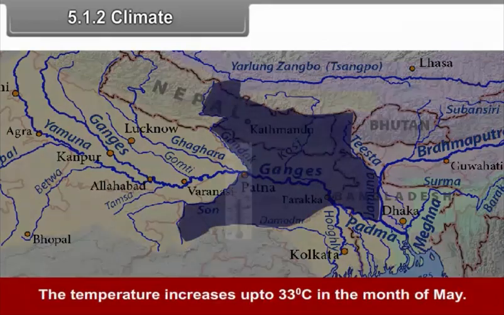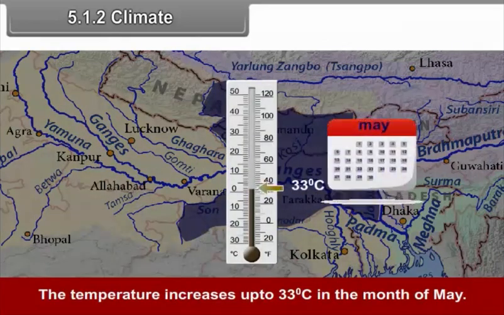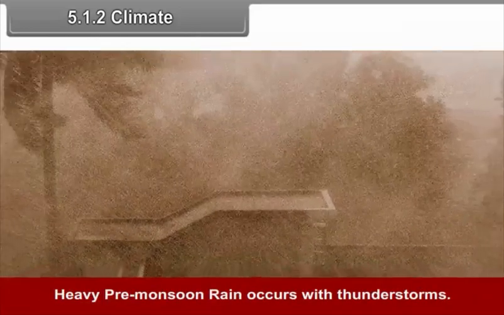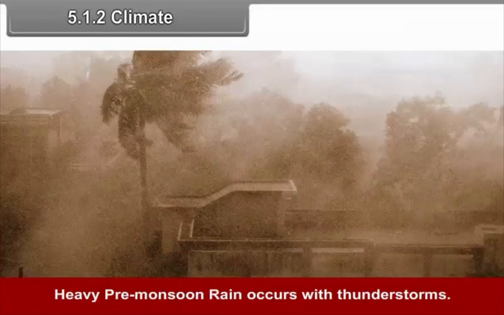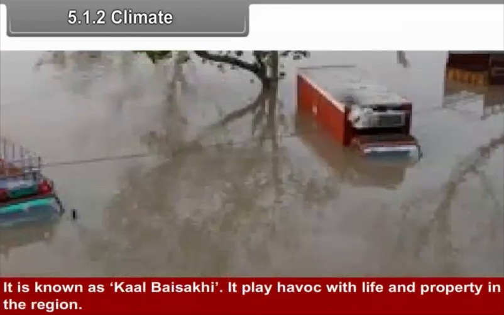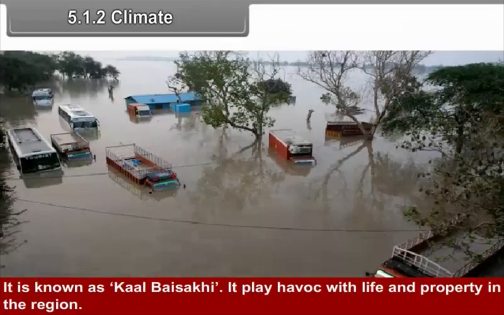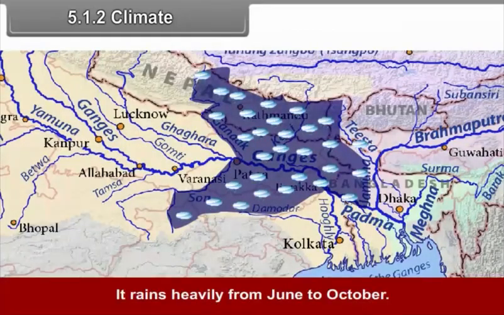The temperature starts rising in March. The temperature increases up to 33 degrees Celsius in the month of May. Heavy pre-monsoon rain occurs with thunderstorms. It is known as Kal Baisakhi. It plays havoc with life and property in the region. It rains heavily from June to October.